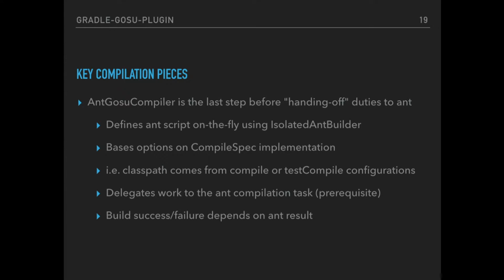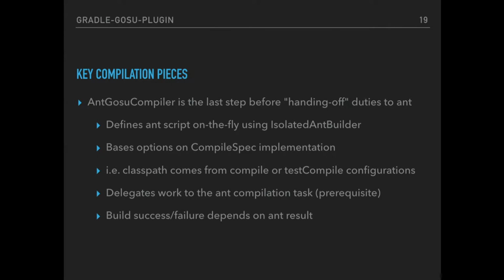Basically, there's an object called a compile spec, which is a bean which holds your compile options, language-specific compile options, anything else you would have configured in the closure or in the build script. The class path also is inherited from your project's compile and test compile configurations. And then finally, we build this kind of dynamic Ant task, and as I said, throw it over the wall.